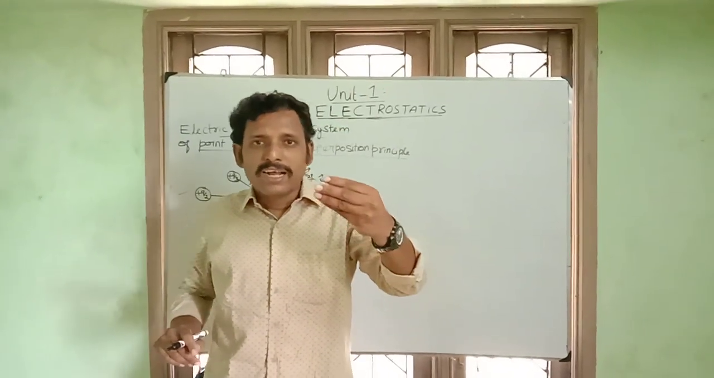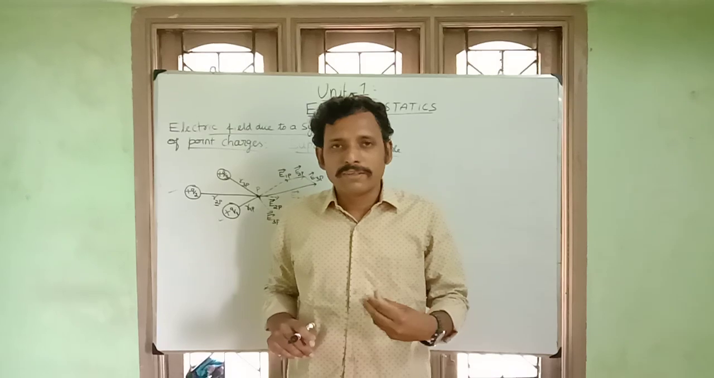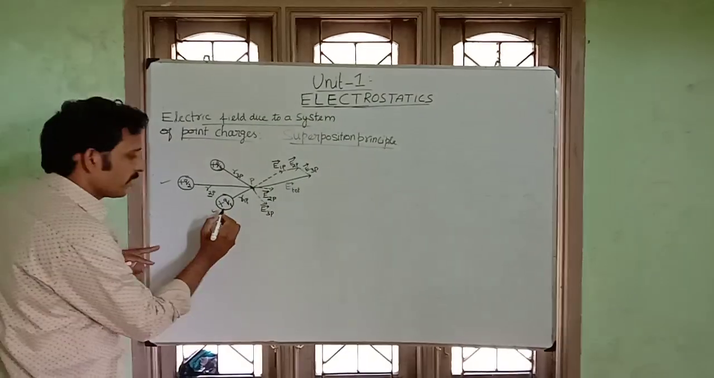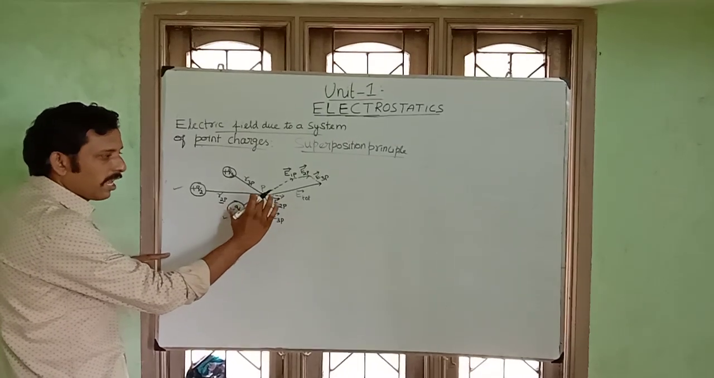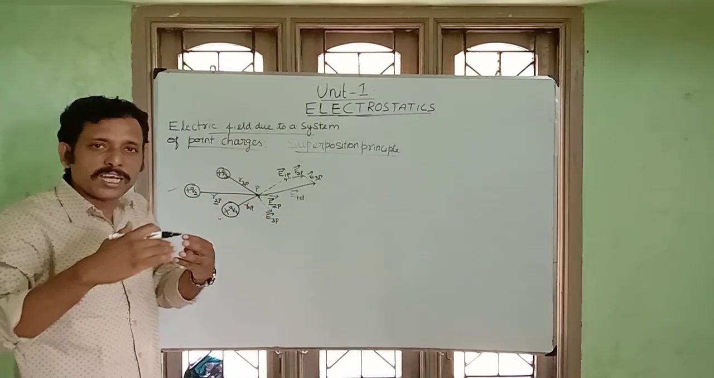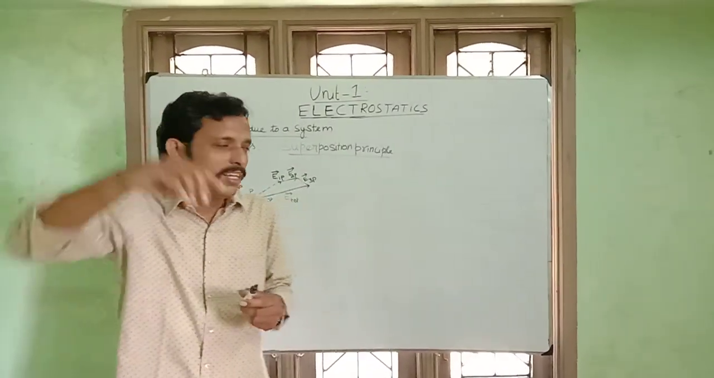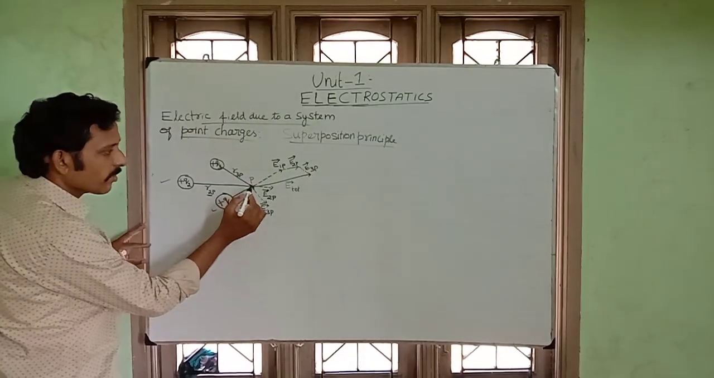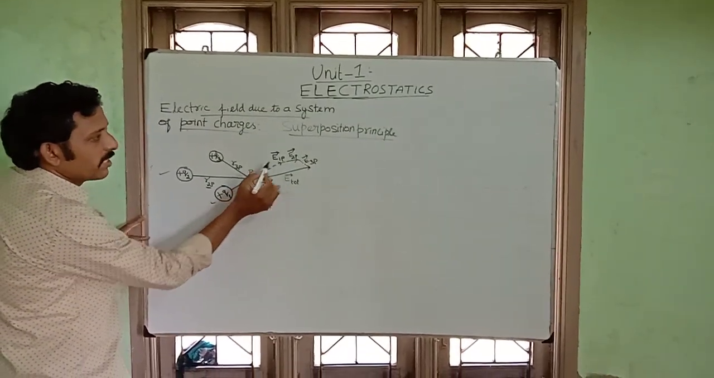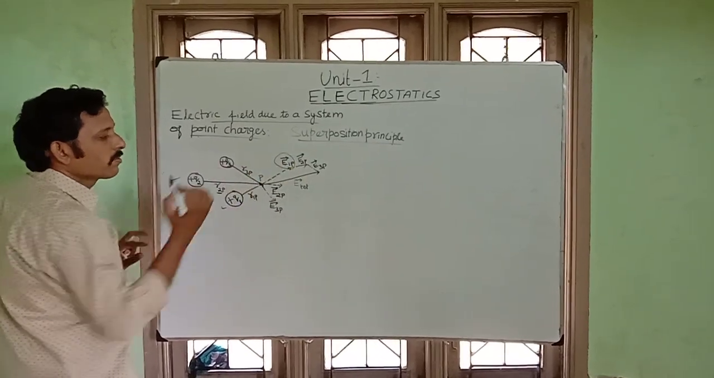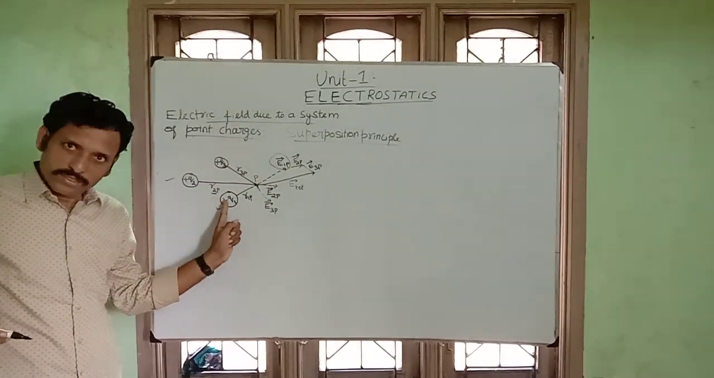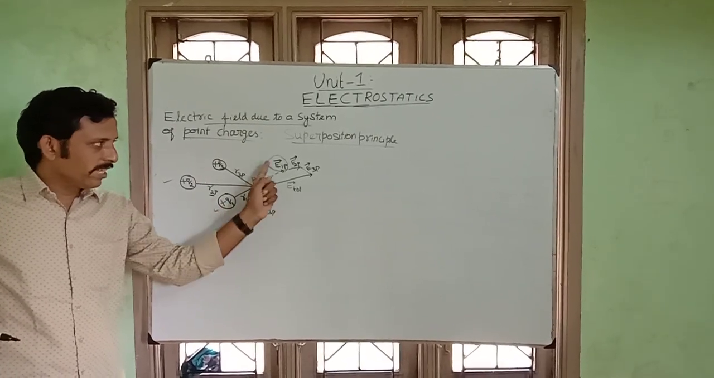Let us first find it because of Q1. See here, this is the Q1 charge. This Q1 charge has created an electric field. Let us take this as E vector 1P. So Q1 created the electric field E vector 1P.